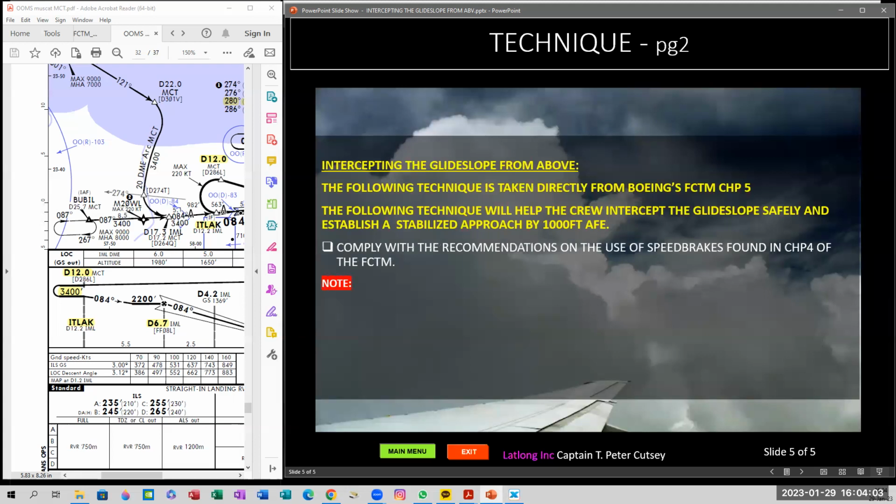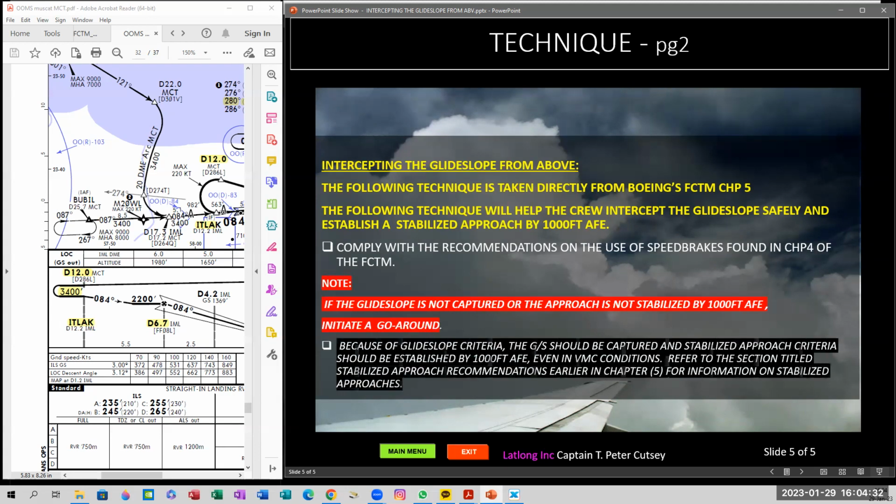Comply with the recommendations on the use of speed brakes found in Chapter 4 of the FCTM. You may be using speed brakes to help you get down. There's a flap restriction. Check it in the FCTM. Note, if the glide slope is not captured or the approach is not stabilized by 1,000 feet AFE, and today that is 1,100 that we're using for a reference on the MCP, initiate a go-around.